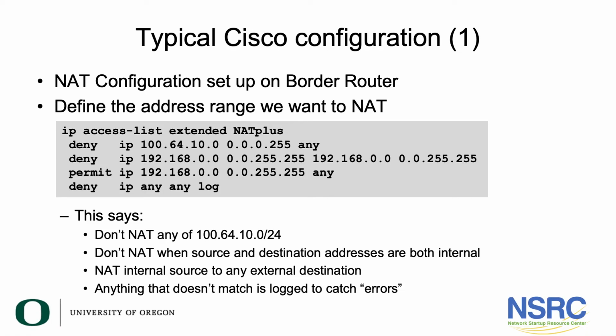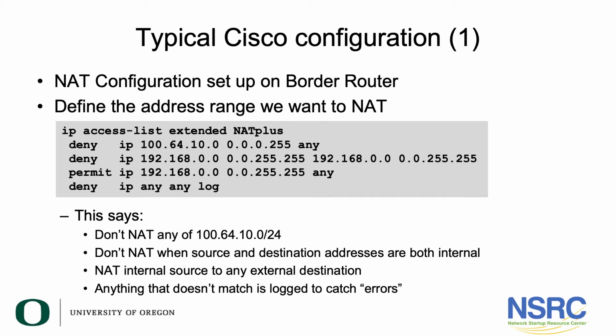So let's look at how you'd do this on a Cisco. Typically, you would set the NAT configuration on the border router, and then you define the address range that you want to NAT using an IP access list. So you say ip access-list extended and you give it the name, and then you have those statements, and you say deny that IP range. Now these are wildcard masks. 0.0.0.255 is a wildcard mask.